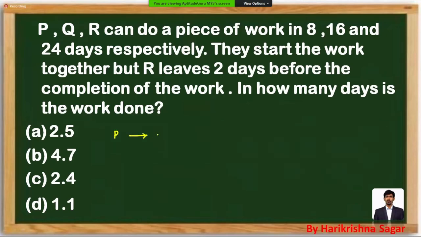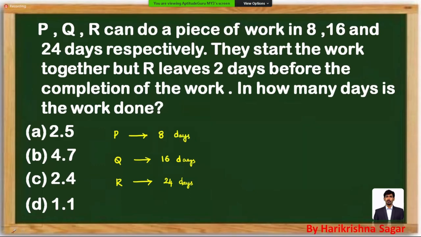We are able to understand that P can finish the work by taking 8 days of time. Q can finish the work by taking 16 days of time. R can finish the work by taking 24 days of time, which is clearly mentioned. Do we know the total work? We don't know what the total work is.